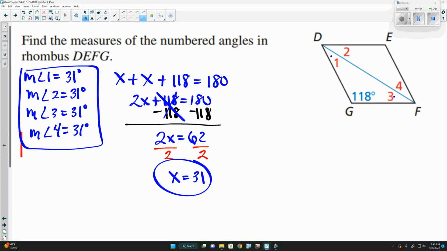If it asked for the measure of angle E, it would be what? 118. Opposite angles of a parallelogram are congruent. Opposite angles of a rhombus are congruent. Now, if we set it equal to 360 here, like we did on the whiteboard, this here would give us 4x plus 236 is equal to 360.